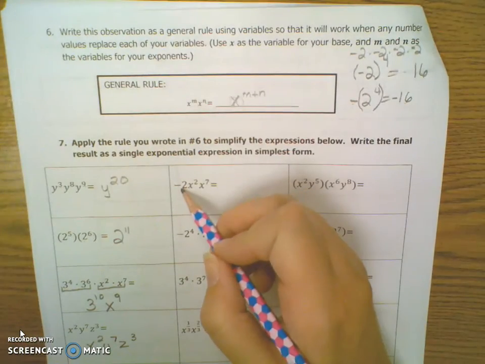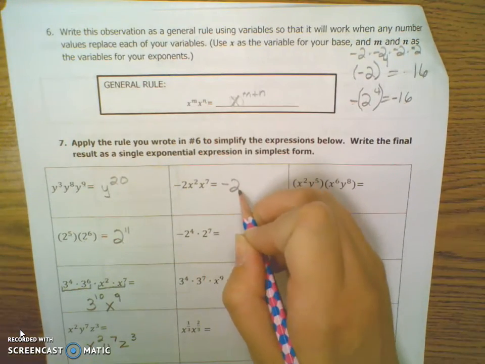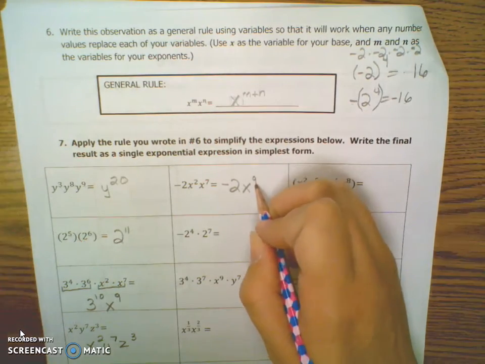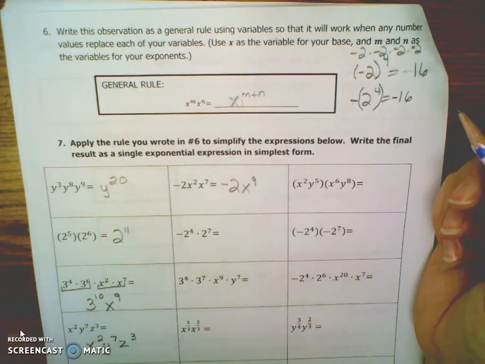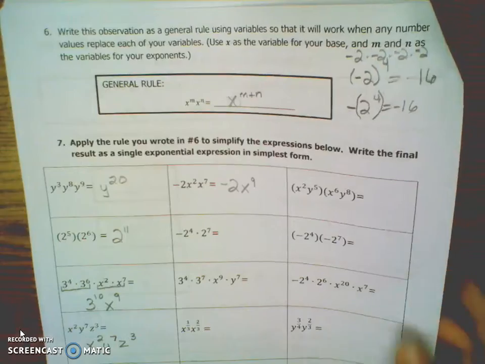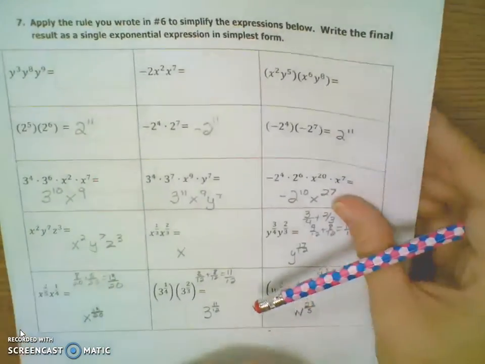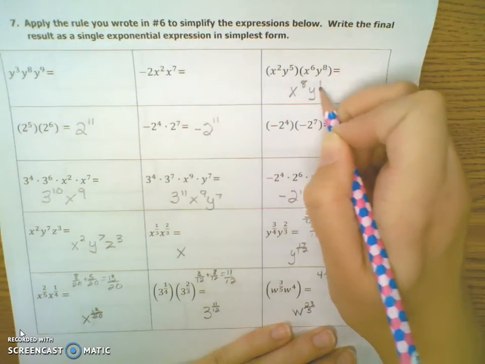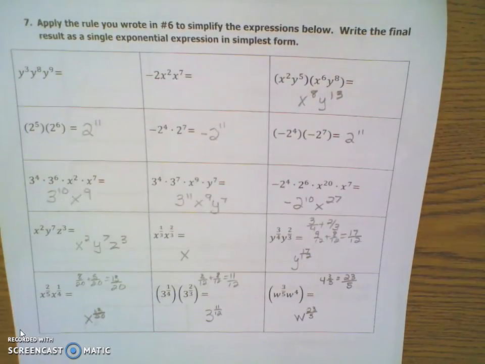All right, so this one with a negative, it's just going to be the -2 in front, and then the x's are combined because they have the same base, and that's going to be 9. Okay, you go ahead and try the rest of them. Pause it and give it a try, and then come back for your answers in a little bit. Okay, so here are your answers, and this one should be x to the 8th, y to the 13th. So go ahead and check those.